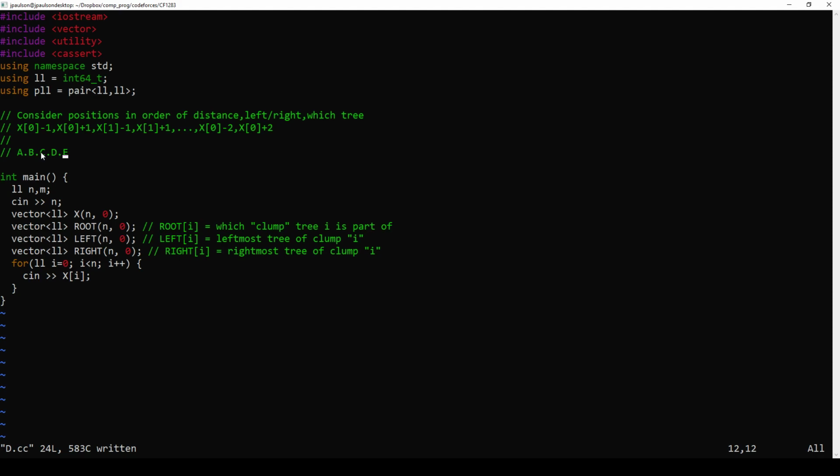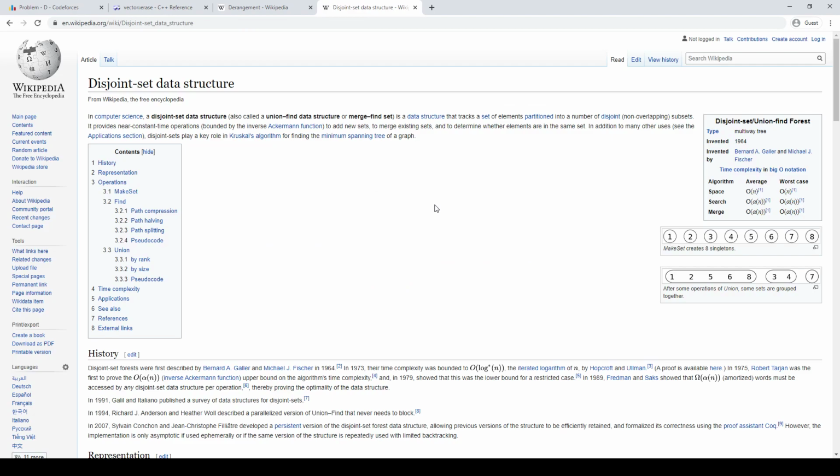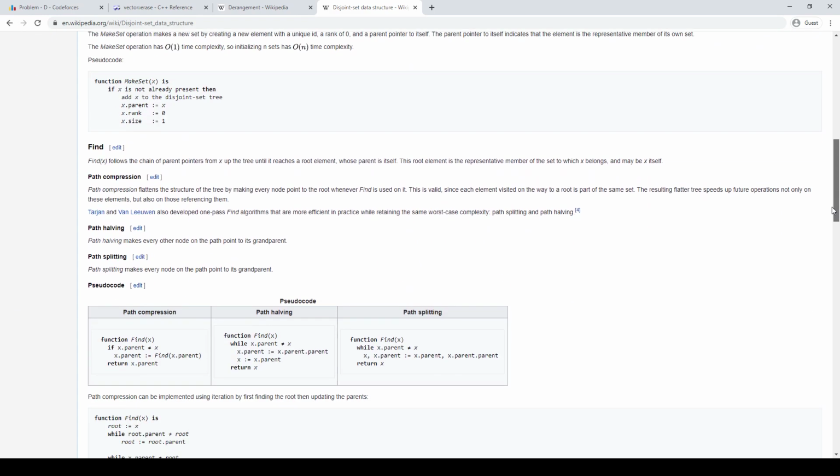Basically, whenever you add a new person, you check if there are trees to their left and their right. And if there are, then you merge those two clumps into a bigger clump. So this is actually a union find idea. Let's look at that algorithm. The idea is that we have these individual sets, or trees in our case, and we want to be able to merge two of them together. It's actually a very simple algorithm.